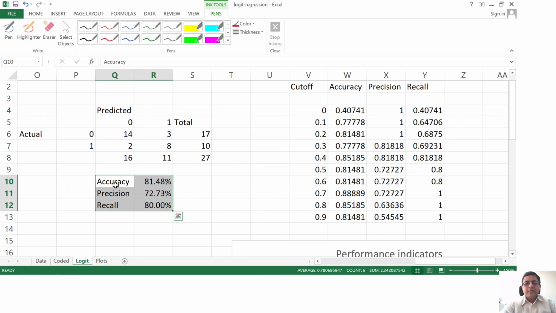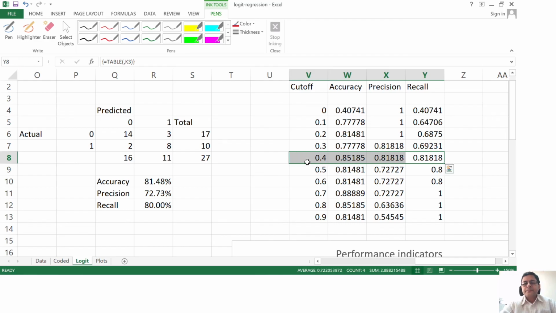So looking at these numbers, even if I look at 0.4, I get the maximum accuracy of 0.85, and my precision and recall are 0.81 and 0.81 respectively, same values. This seems to be the best combination. And looking at these values, 85% accuracy, 81% precision, 81% recall, I would say, yeah, good, my model is not doing bad. And therefore, that's one way of concluding that what we have done in this Excel is not such a bad thing to do.